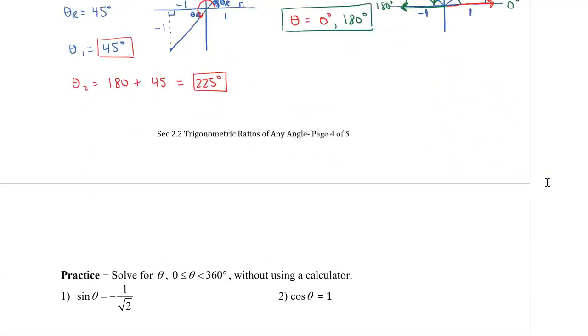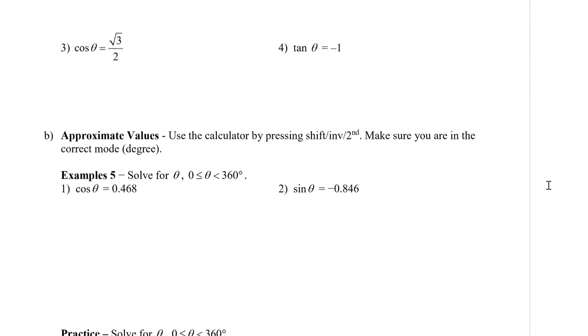Now the second part, what I want to look at is how to use the calculator to find the angle. So make sure that your calculator is in the correct mode. Make sure that it's in degree mode and not radians or gradients. And you're going to activate your calculator to find the theta by pressing the shift, inverse, or the second button, depending on what kind of calculator you have.